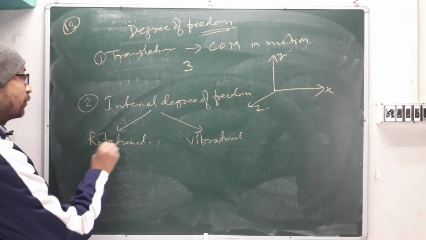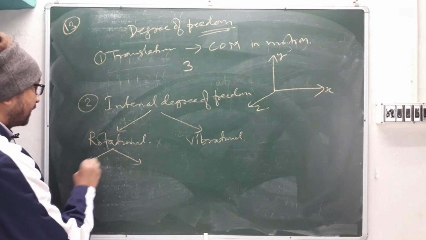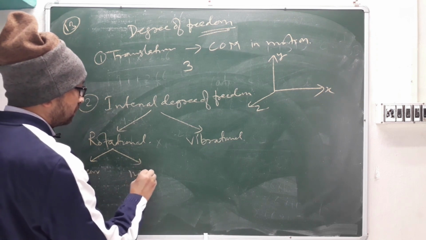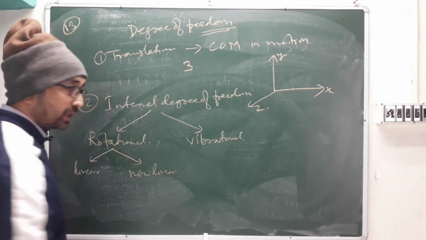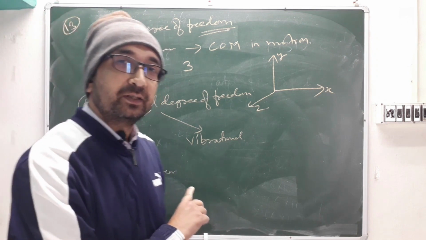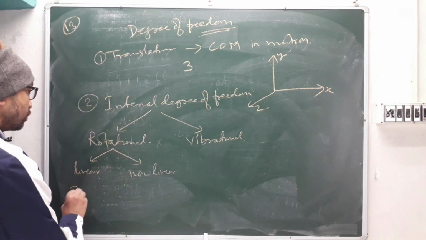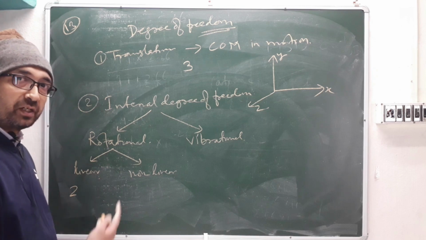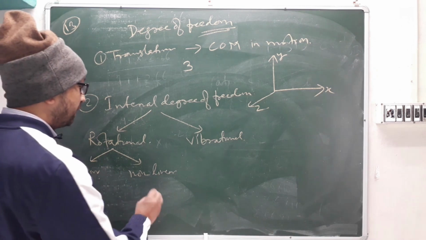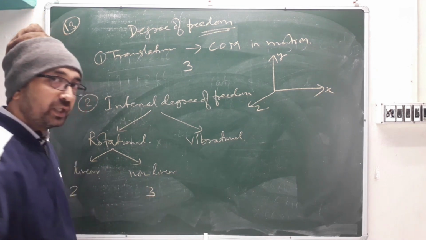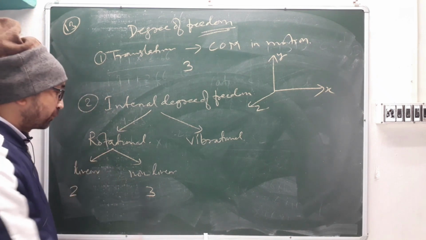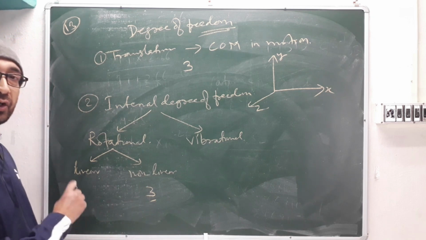Now for rotational, again two types will be there. One is linear, another one is non-linear. Everything is going to be clear for you, right? For linear there will be two rotational degrees of freedom. For non-linear, it will have 3 rotational degrees of freedom, and for linear it will be only 2.